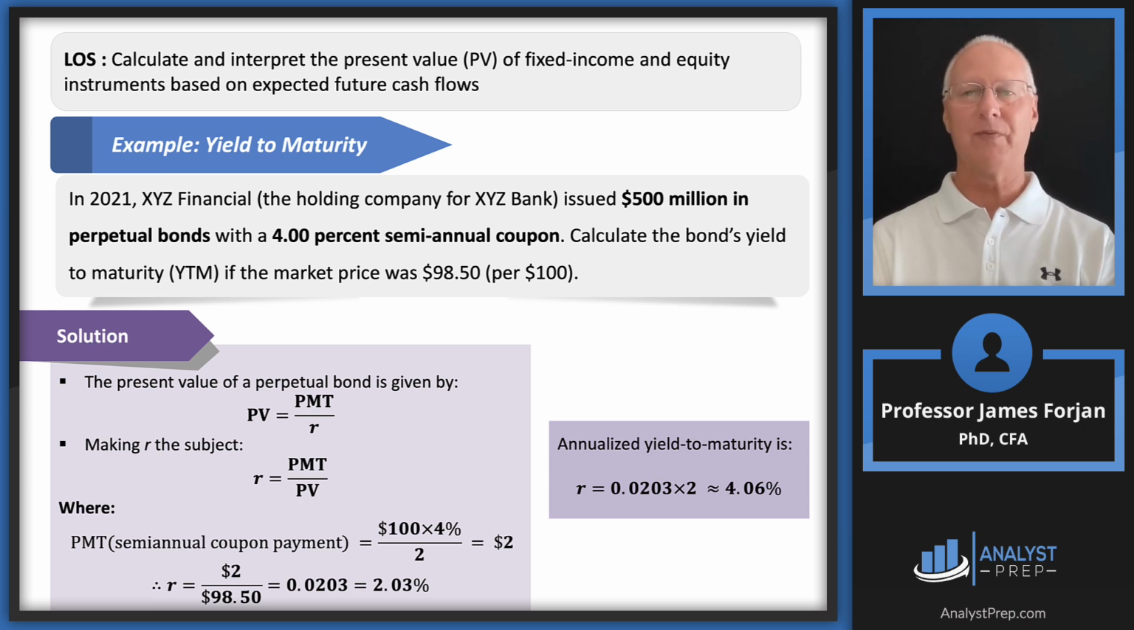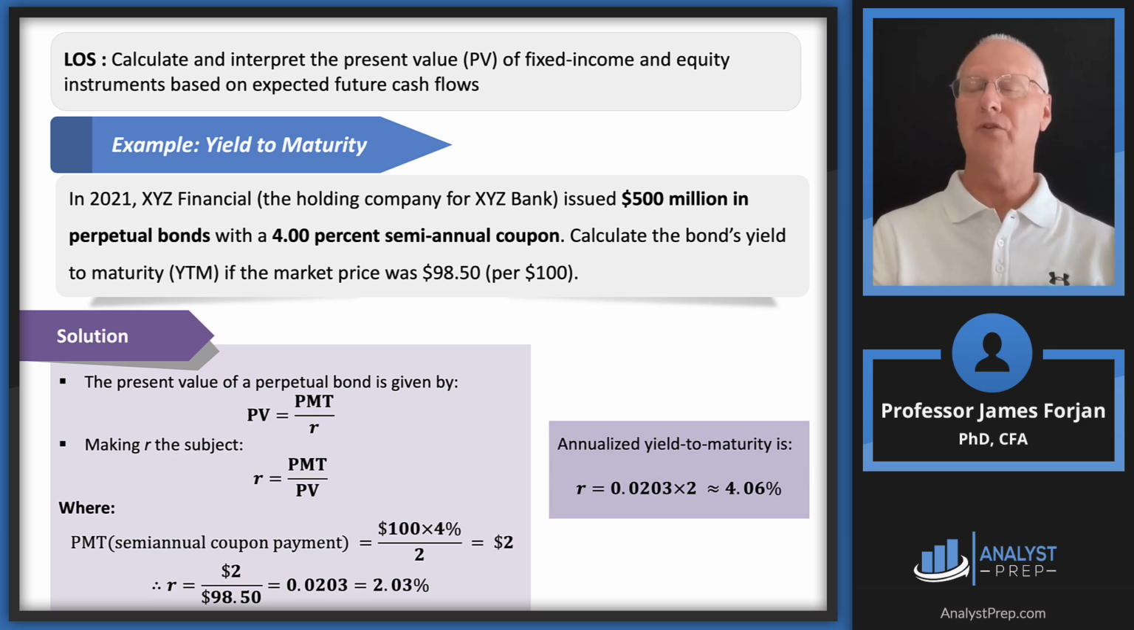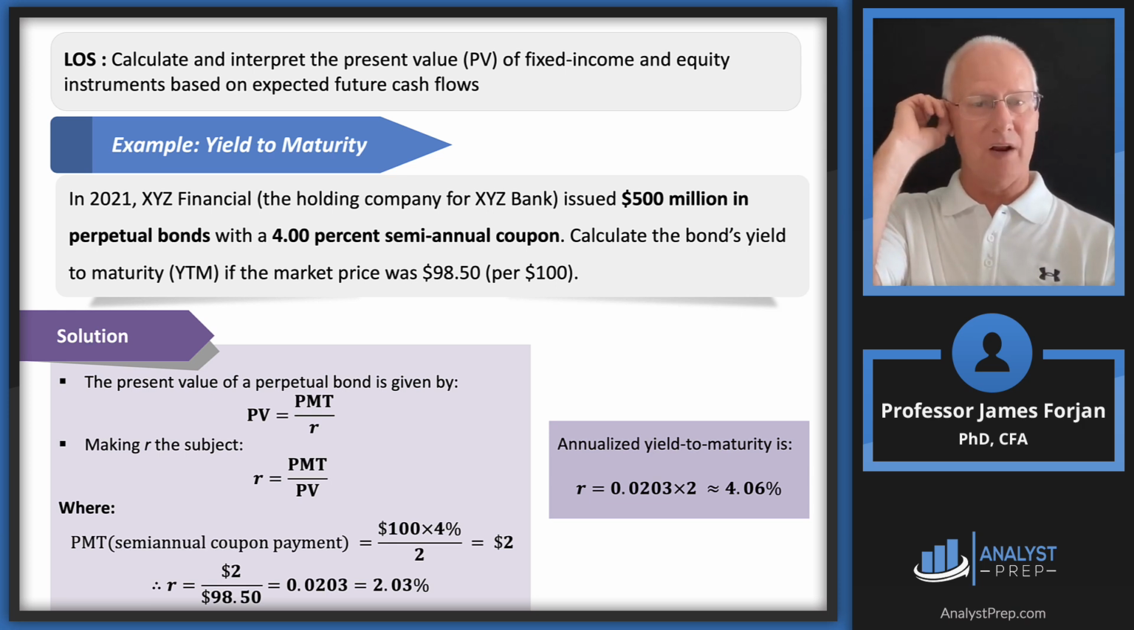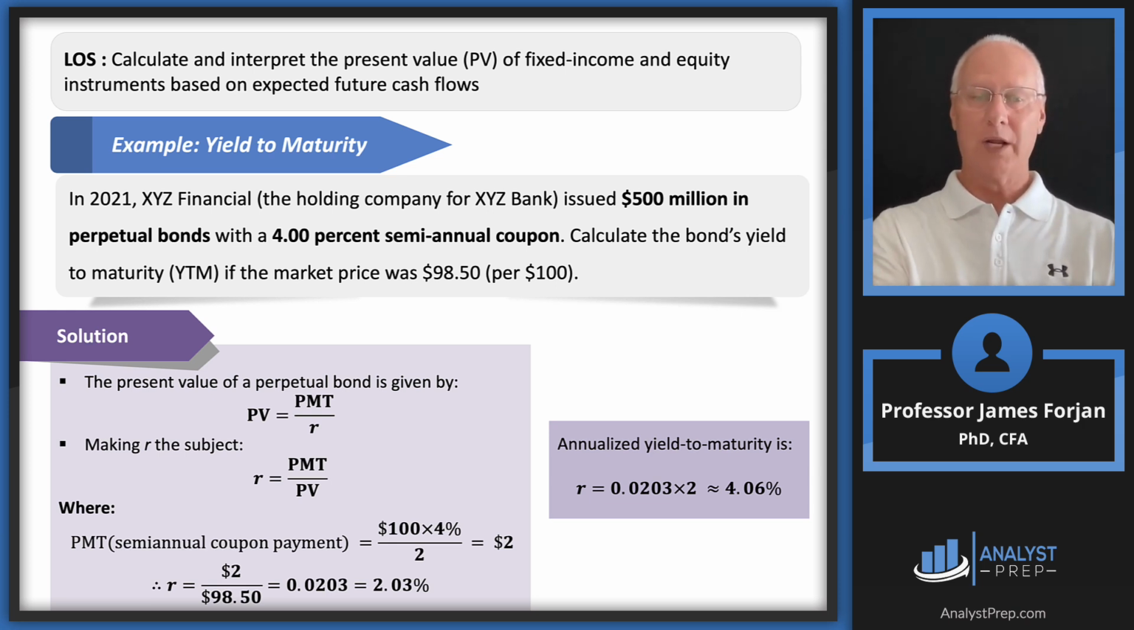A company issues $500 million in perpetual bonds, 4% semi-annual coupon. Calculate the bond's yield to maturity, or calculate the bond's required return, or calculate the bond's market discount rate. Now notice in parentheses, we're saying $100 of maturity value. The market price is $98.50. So we're given the present value in this equation. We're asked to solve for that yield to maturity, right? The bond's yield to maturity.